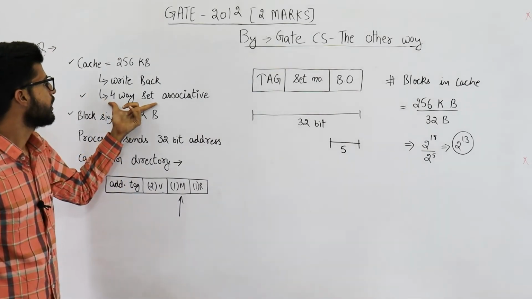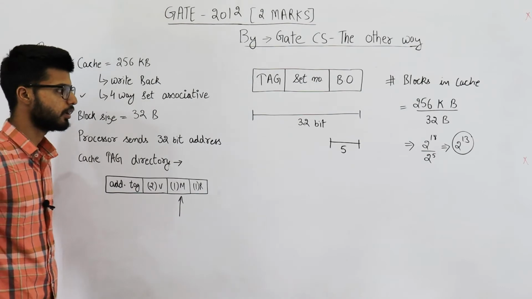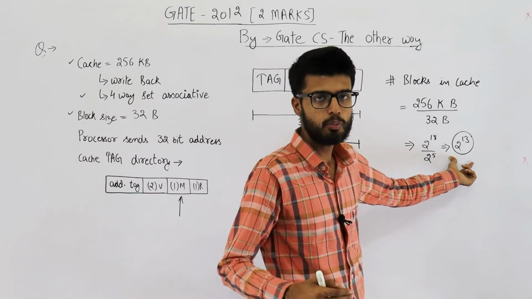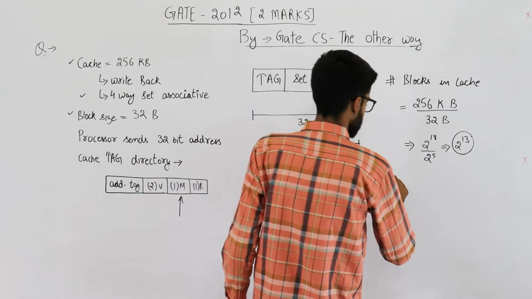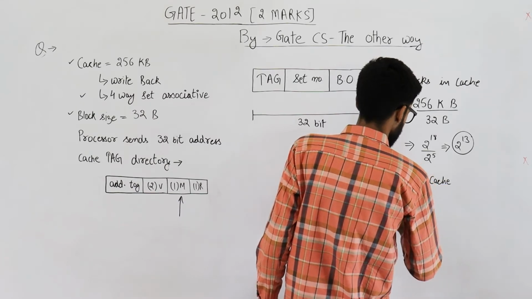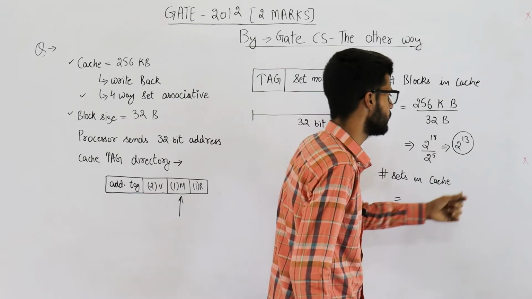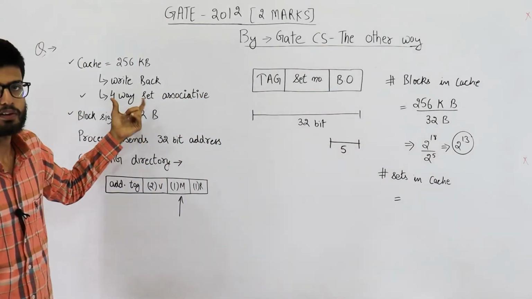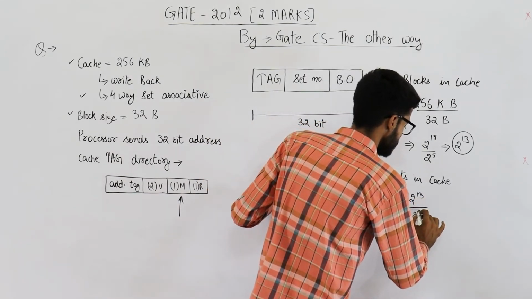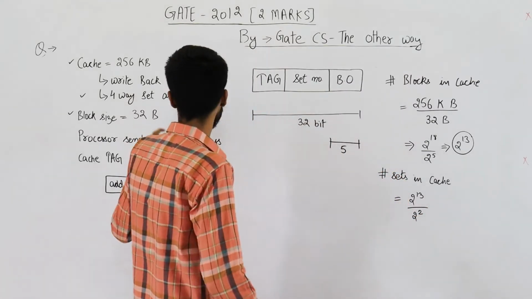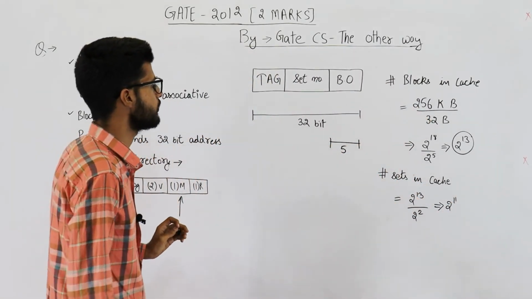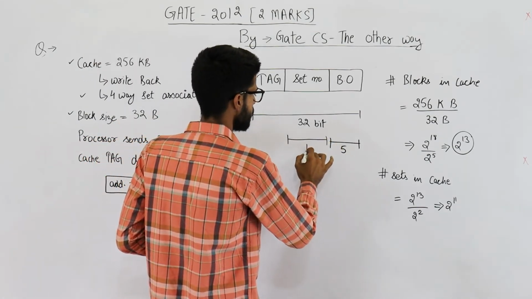Now, saying that 4-way set associative cache mapping is used means we have 4 blocks in one set. Total number of blocks are these many. How many sets will be there? Let's find it out. Number of sets in cache will be the total number of blocks divided by the number of blocks in one set. So total number of blocks in cache is 2 raised to the power 13. Number of blocks in one set is 2 raised to the power 2, which is 4. So this comes out to be 2 raised to the power 11. That means the set number field is of 11 bits.